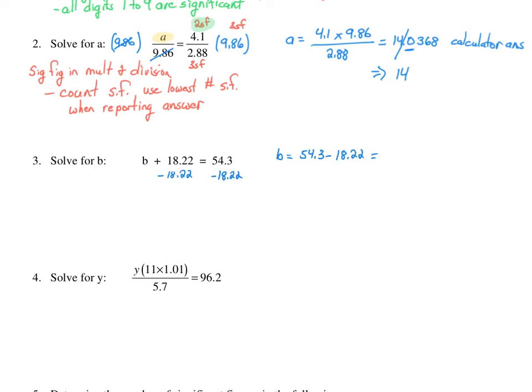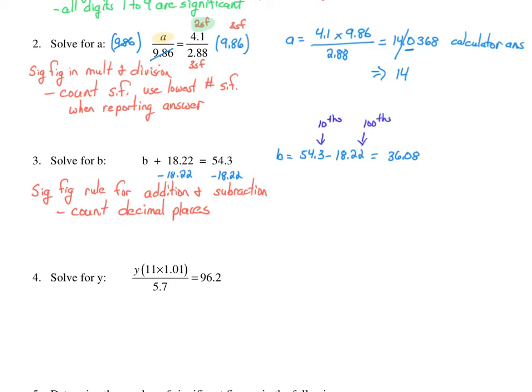Our calculator answer is 36.08. Now we determine the Sig Figs. When considering problems involving addition and subtraction, when we're looking at Sig Figs, we count decimal places. This is what it means. When we look at these numbers, we see this first number is expressed out to the tenths place. The second number has more precision. It goes all the way out to the hundredths place. For this result, we cannot go beyond the tenths place.